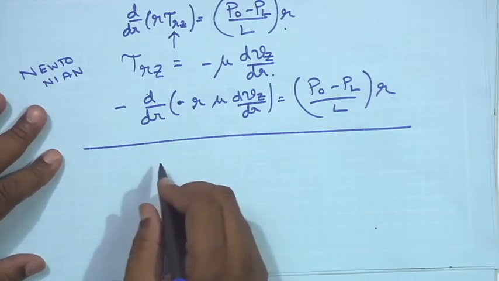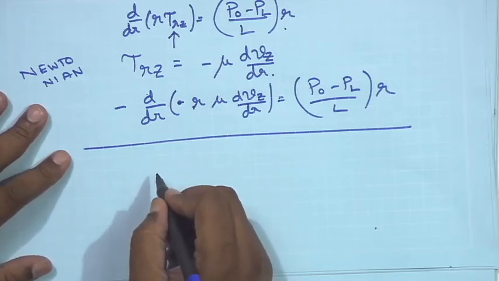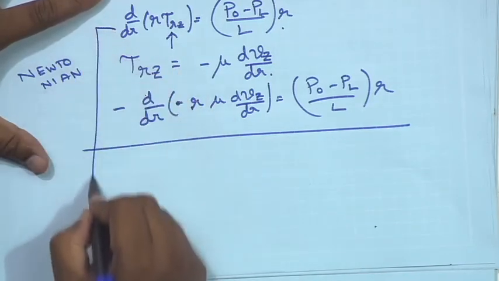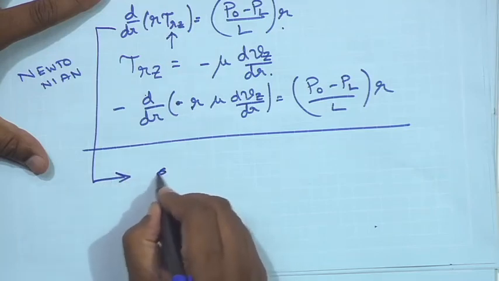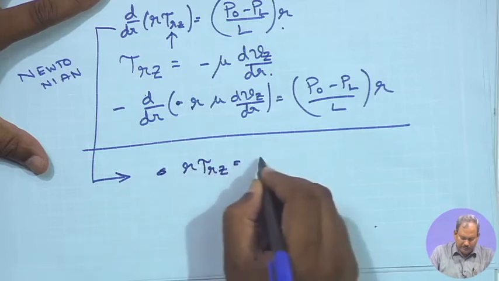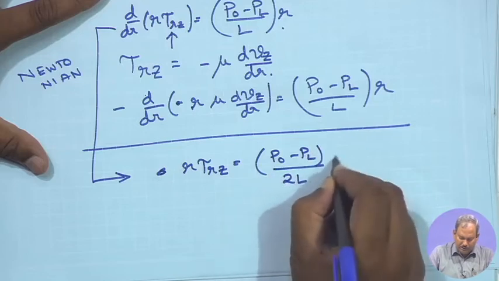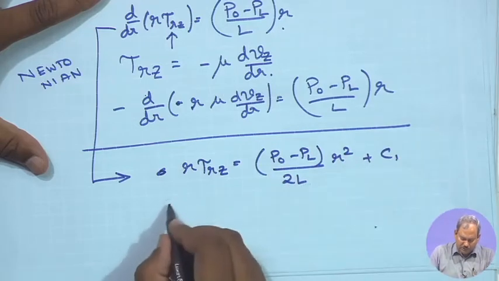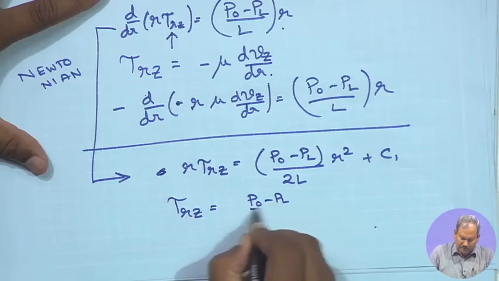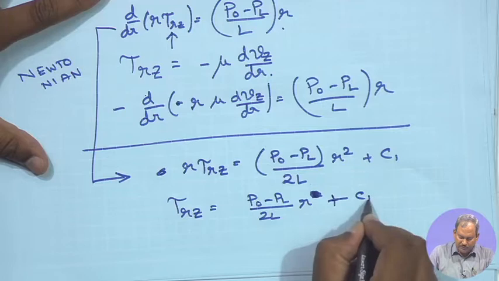If you integrate it twice, what you are going to get out of this is from this one. Once you integrate this, it would be P0 minus PL by 2L times R square plus C1, or in other words, I can express it as tau Rz is P0 minus PL by 2L times R square by R plus C1 by R.